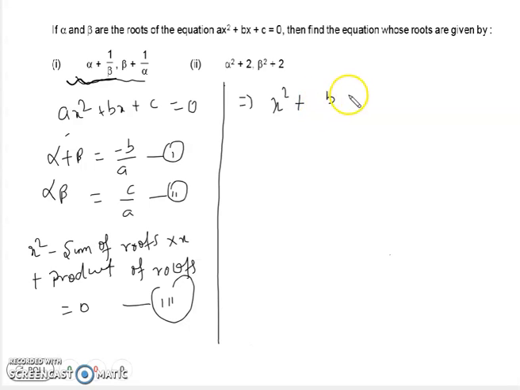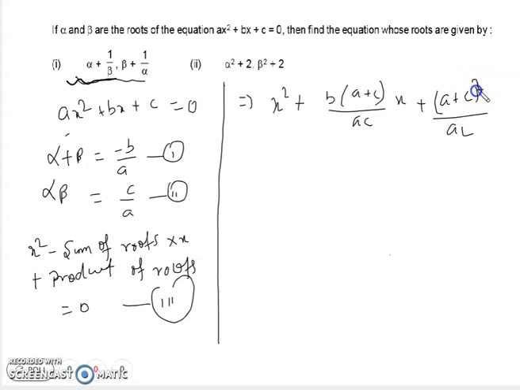So it will become b into (a plus c) by ac, into x, and plus you can write here the product of roots, and the product of roots will be (a plus c) whole square divided by ac, right? Are you getting my points, guys?